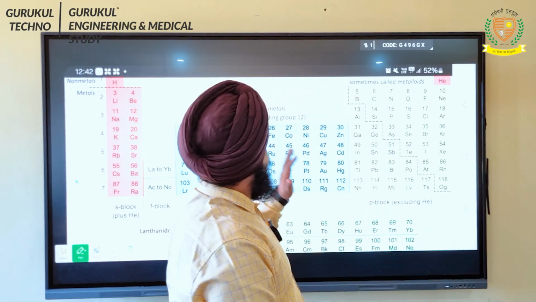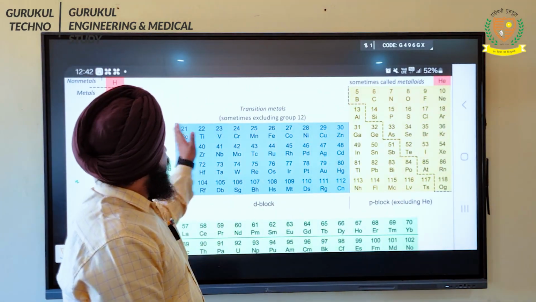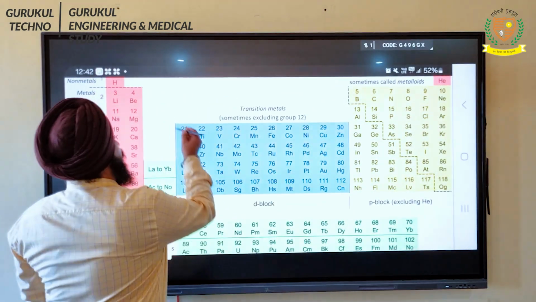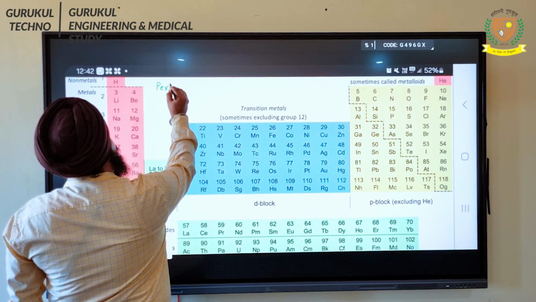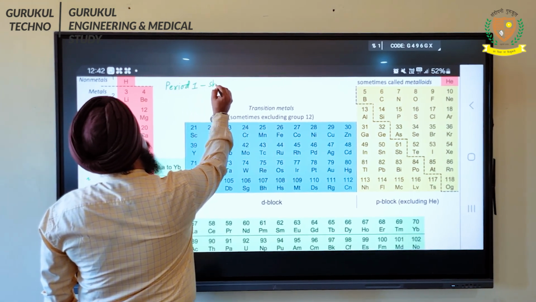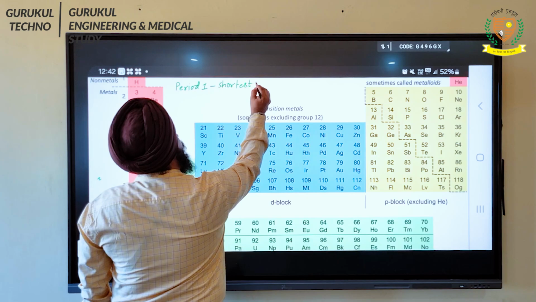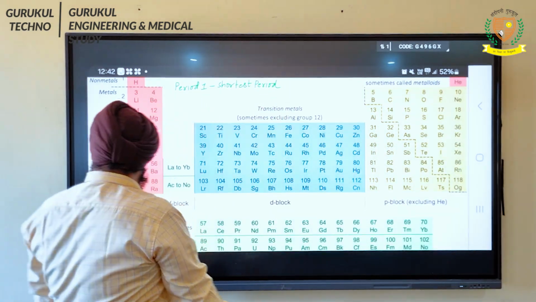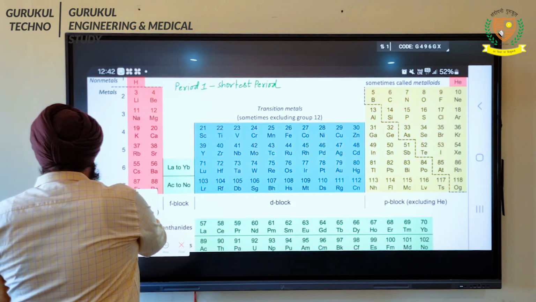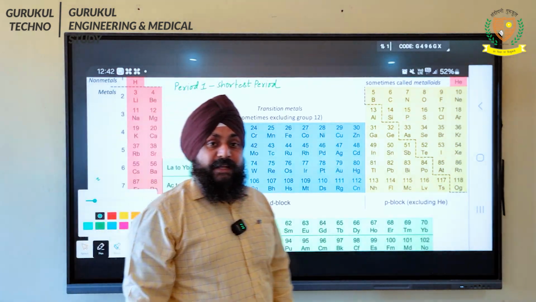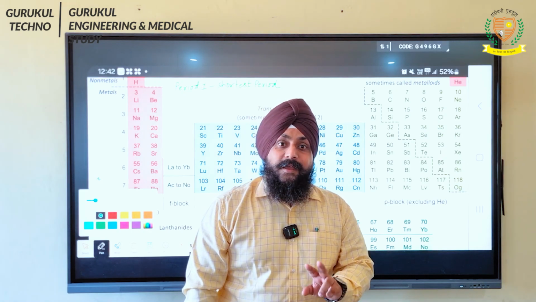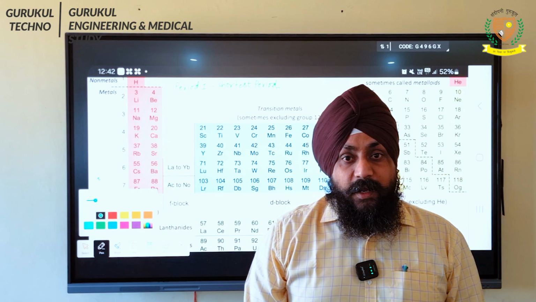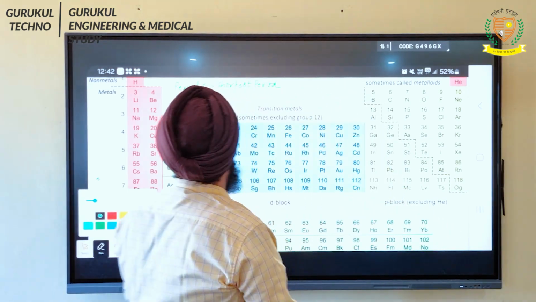So students, the very first period is called the shortest period. When I say first period, period number 1, it is the shortest period. Why? Because it consists of only 2 elements.